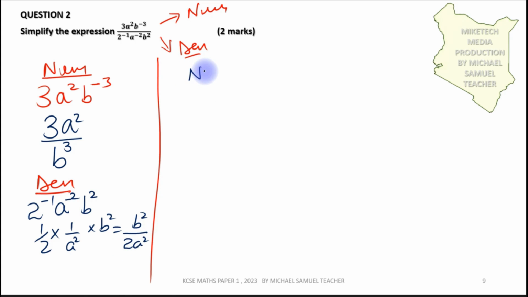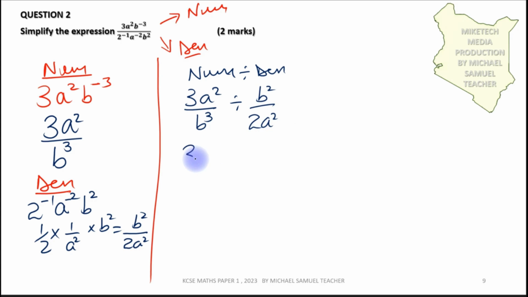Therefore, if we take the numerator, we divide by the denominator. So this will be 3a squared all over b raised to 3 divided by b squared all over 2a squared. So this is the same as 3a squared all over b cubed times the reciprocal, which is 2a squared all over b squared. So for this case, we multiply the numerators.